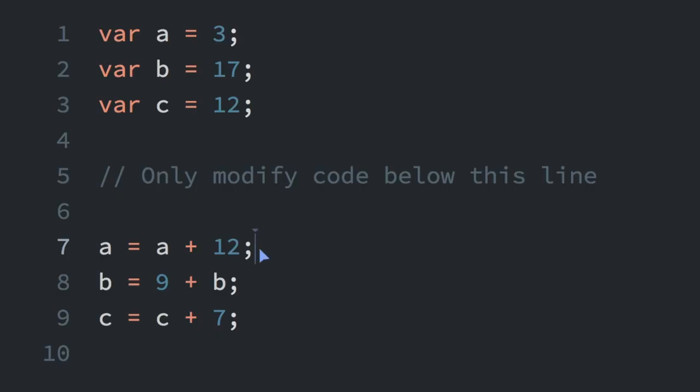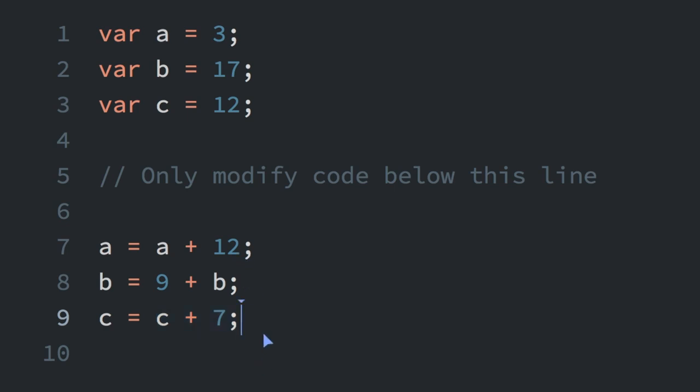It's common to want to add a number to a variable like this. See, a equals a plus 12. Well, a starts at 3 plus 12 is 15. So we're just adding 12 to whatever a is. Here we're adding 9 to whatever b is. Here we're adding 7 to whatever c is.